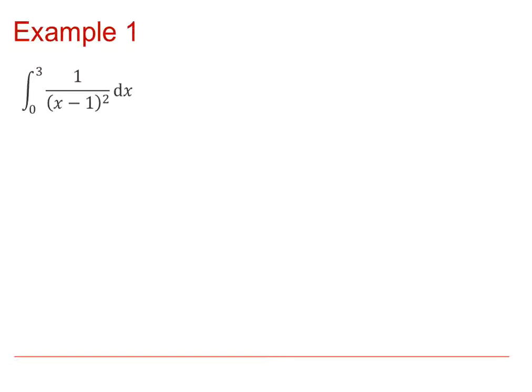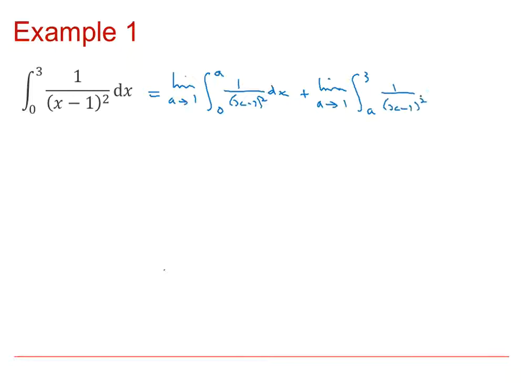In order to deal with this type of integral, we're going to split the function at the problem value of 1 and see what happens as we approach that value. So instead of integrating the function from 0 to 3, I'm going to look at the limit as a tends to 1 from 0 to a for this particular function. And then look at the integral from a to 3, and the limit as a approaches 1 from a to 3 of this particular function.